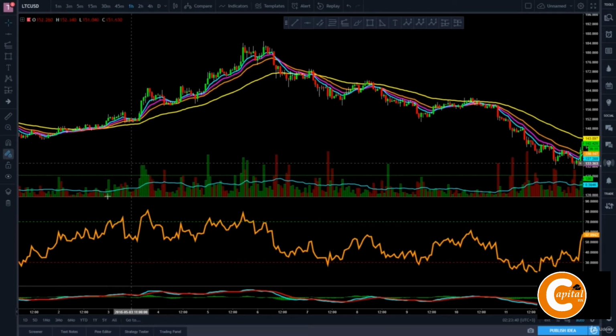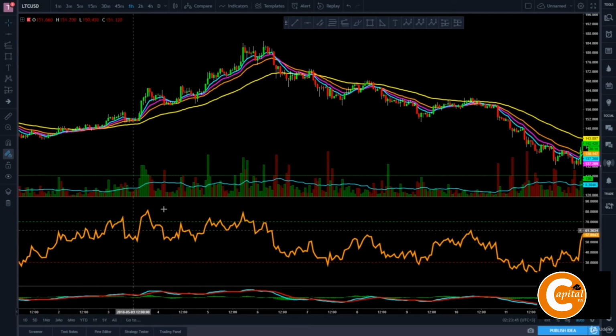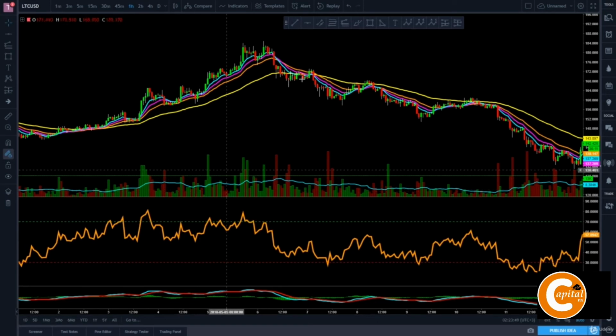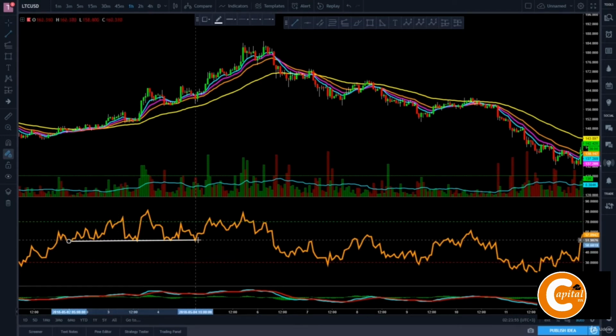Previously on the RSI we see this area of support of 51 on the RSI where we bounced five times already, so we will assume that this is a very confluent zone for support. And let's draw our support here using this tool right here called trend line, and I will draw it like this.